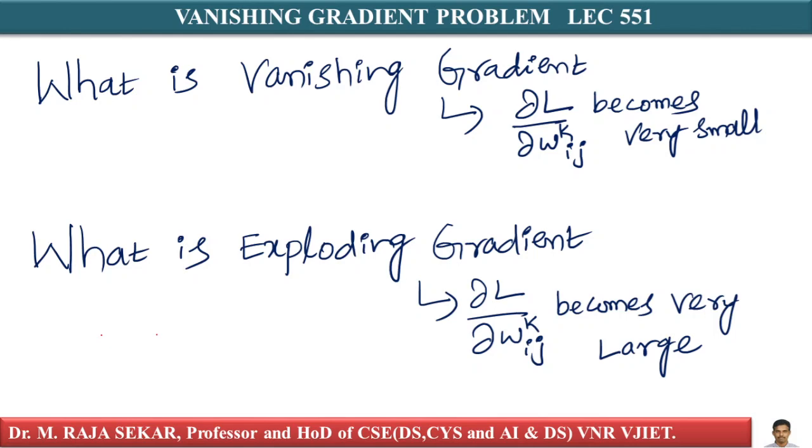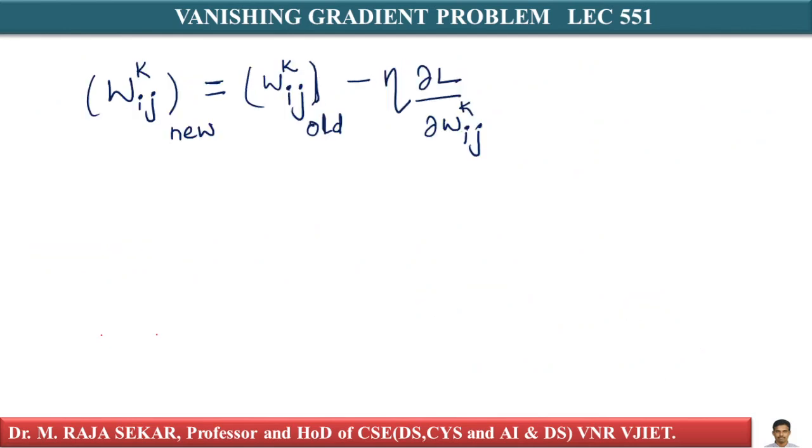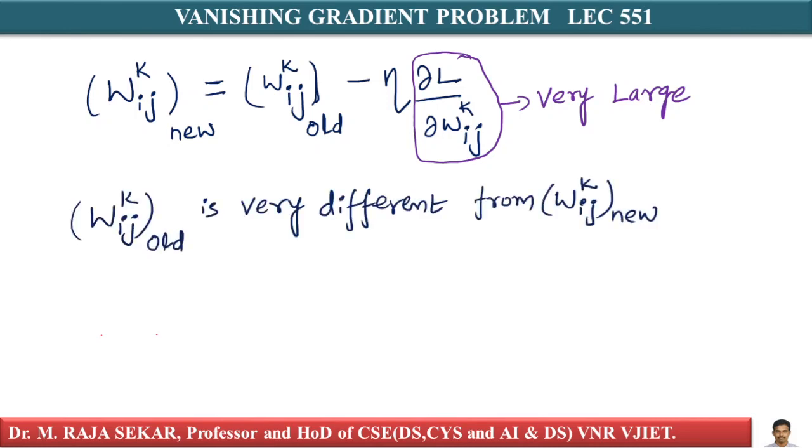Because if I have weight wkij new equal to wkij old minus eta into dou L by dou wkij, if dou L by dou wkij is very small, then old value and new value are roughly the same. Imagine if dou L by dou wkij becomes very large, then what happens? Wkij old value is very different from wkij new, because dou L by dou wkij is very large.